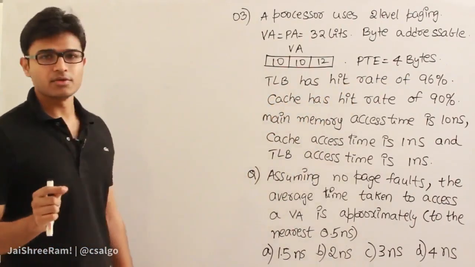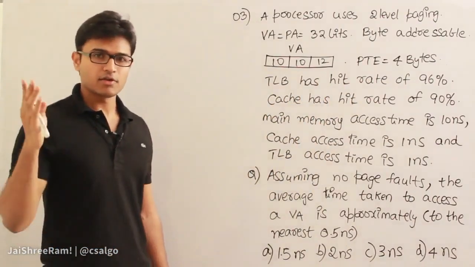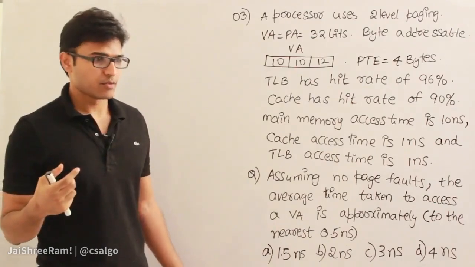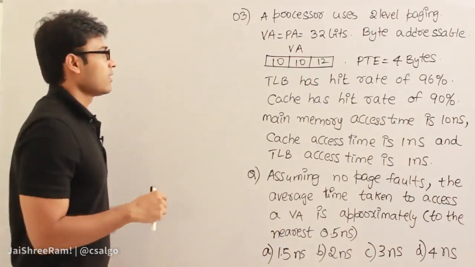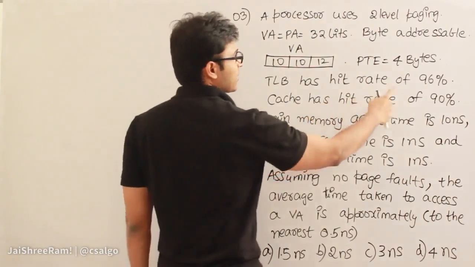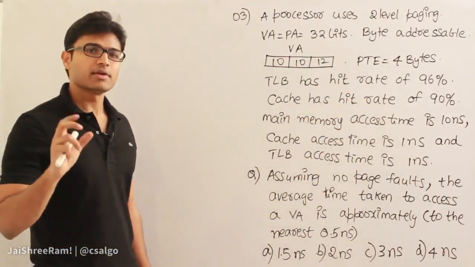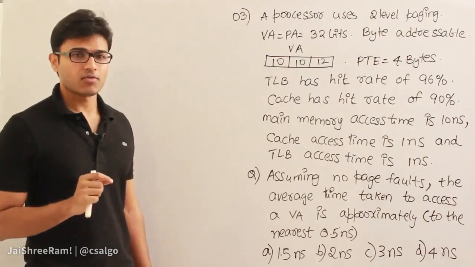And next thing is, TLB has a hit rate of 96%. So why is TLB used? As usual, in order to find the most frequently used page table entries. If an entry is most frequently used, we can find it quickly, right? And cache has a hit rate of 90%, which means if you are having a cache memory, then the hit rate is 90%.